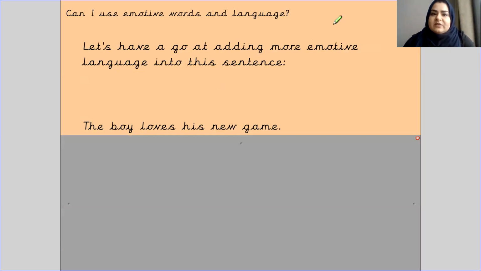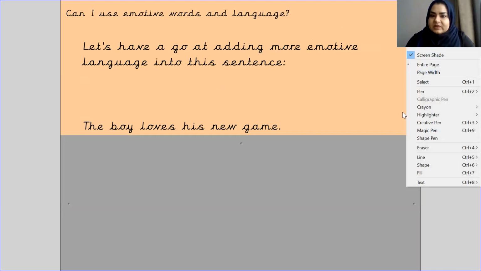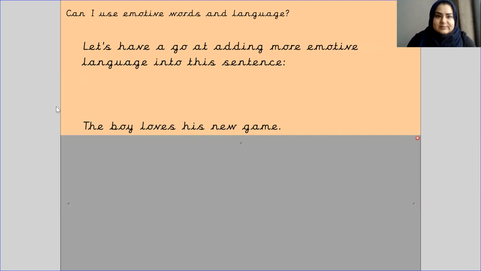Now, let's have a go at adding more emotive language into this sentence. So, on your mini whiteboards, can you improve this sentence by turning it into an emotive sentence by using emotional language? Okay, the boy loves his new game. So what you can do is you can add in a verb or change the verb, okay, and add in adjectives.